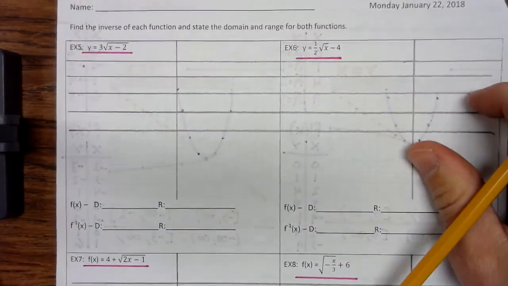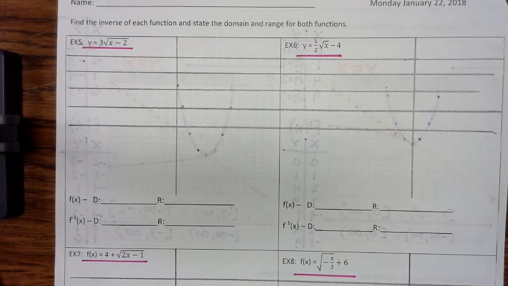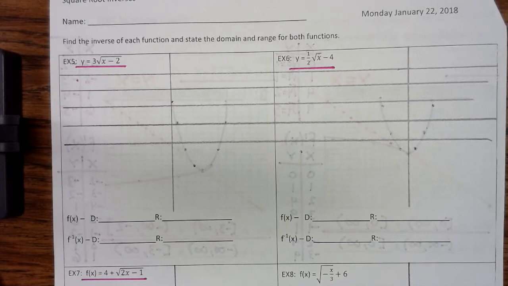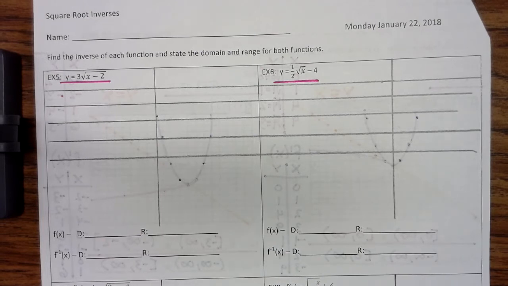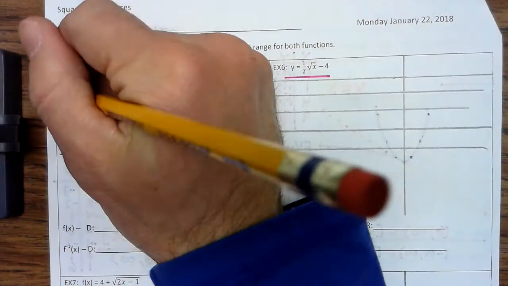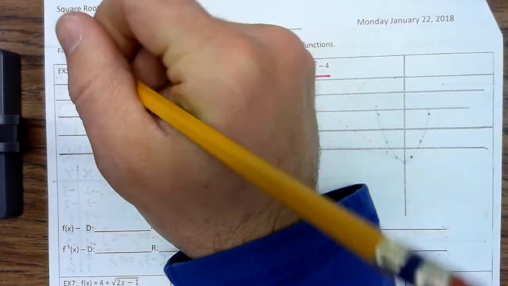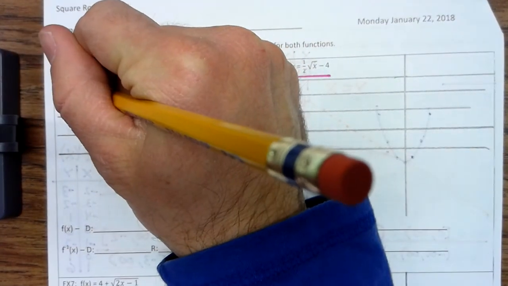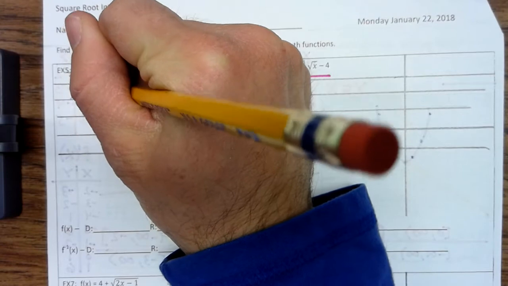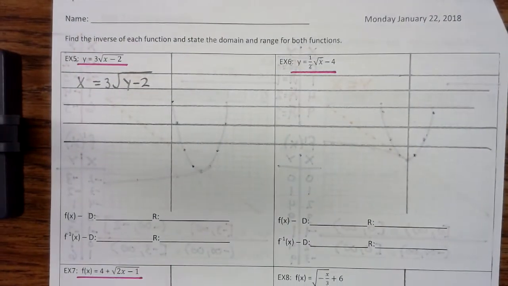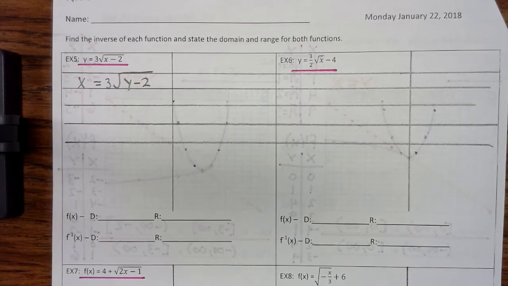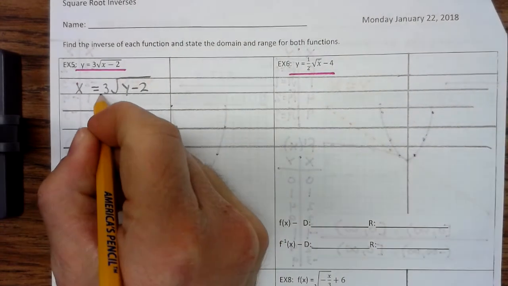All right. Now, examples 5 through 8 say find the inverse of each function and state the domain and range for both functions. So now we're getting into finding the inverse algebraically. Now, to find it algebraically, you switch the x and y and then resolve for y. So we're going to switch the x and y. So x equals 3 square root of y minus 2. So now we've switched the x and y, and we're going to resolve for y. So our first step is we're going to divide both sides by 3.